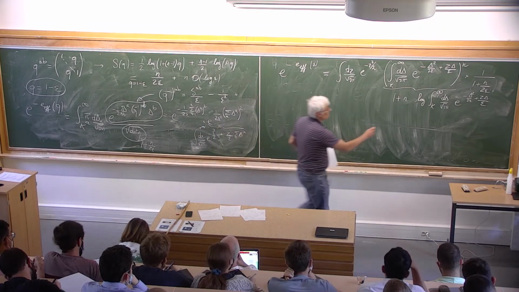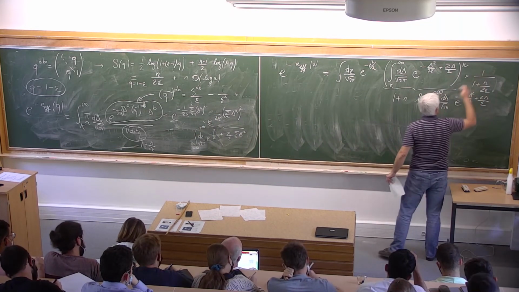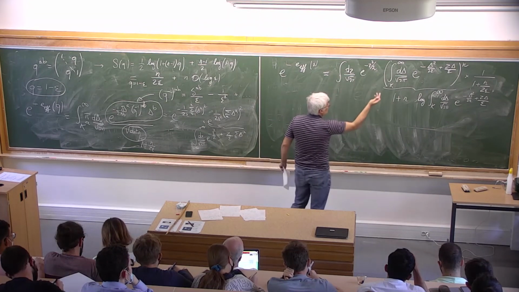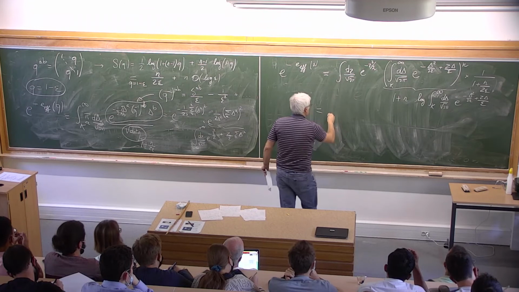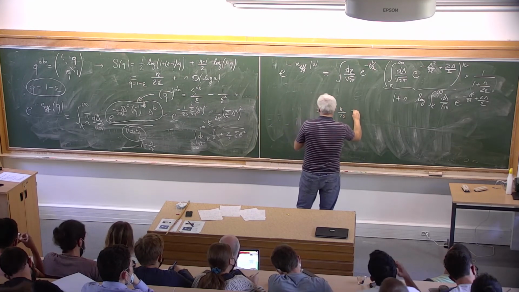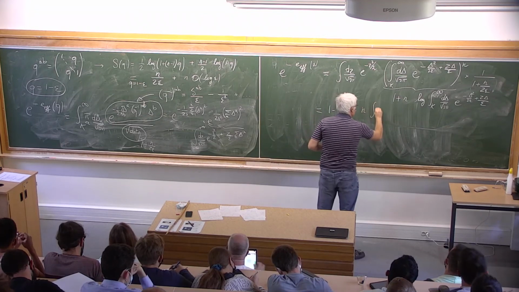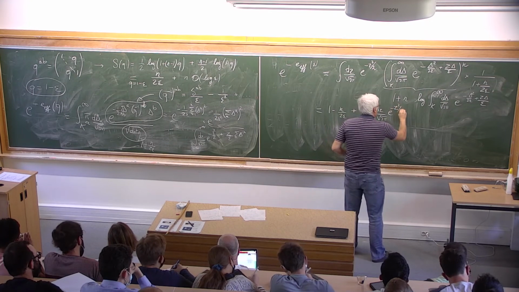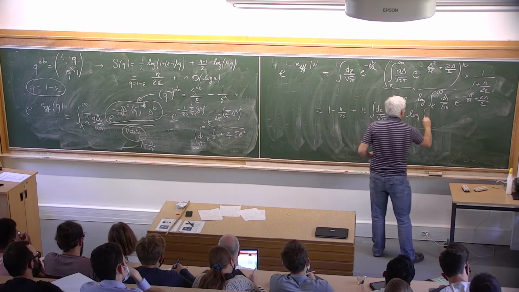Okay, so now since n is small, I can put this at the numerator with a minus sign. And if you do the integration of the z of a constant, this is 1, because this is the normalized integral. So you get 1 minus n over 2 epsilon plus n dz log of this integral here.